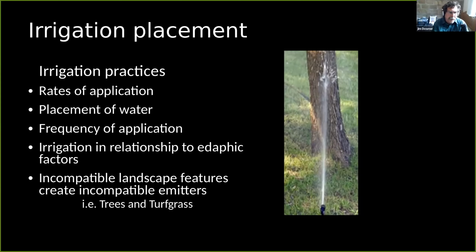So the edaphic factors, the soil factors, have a lot to do with how frequently water is depleted from a soil. And gravity will deplete water from a sand soil, let alone without plants in it. But a loam or a clay soil or something with organic matter in it is going to hold water longer, and so we will have to irrigate less frequently. And finally, incompatible landscape features create incompatible emitters, that is trees and turf grass. These are not good compatibilities.